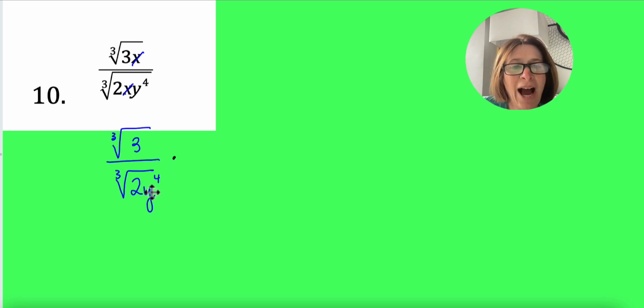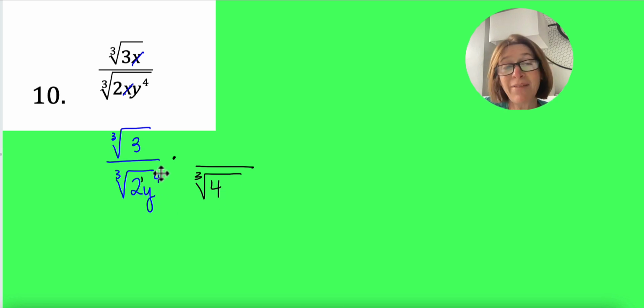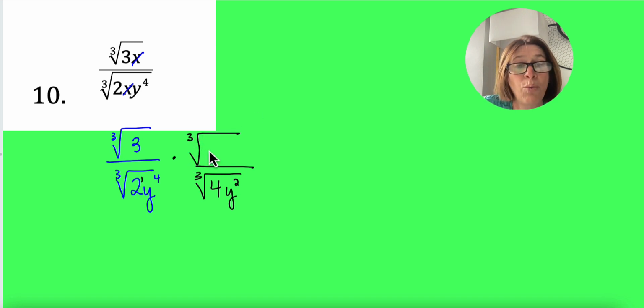So here, I have one 2. I need three 2's. So I'm going to have to multiply by the cubed root of 2 squared, which is 4. I have 4 y's, but I'm going to have to get to something that's divisible by 3, which would be 6. So I need 2 more y's. And that would be how I determine what I'm using to rationalize.